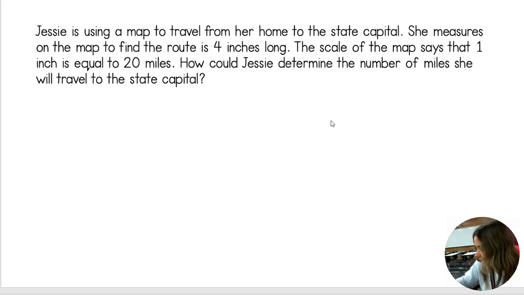Hi you guys, in that last video you learned about similar figures and scale factor, and in this video we are going to learn about similar figures and scale drawings.